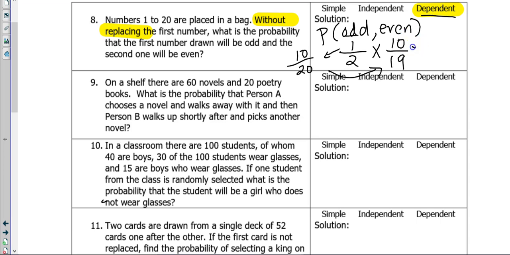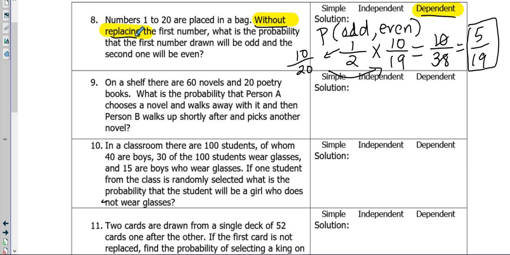So we're going to multiply these together and we get 10 out of 38. Okay, we can simplify this to 5 out of 19. So hopefully you guys are seeing the difference between independent and dependent. So with dependent, we're not replacing. With independent, the second event is not impacted by the first. So let's move on to number 9.